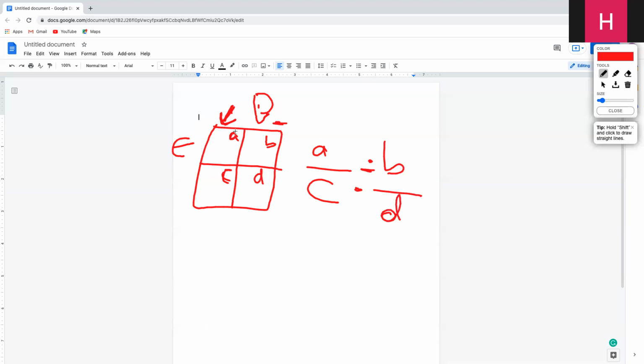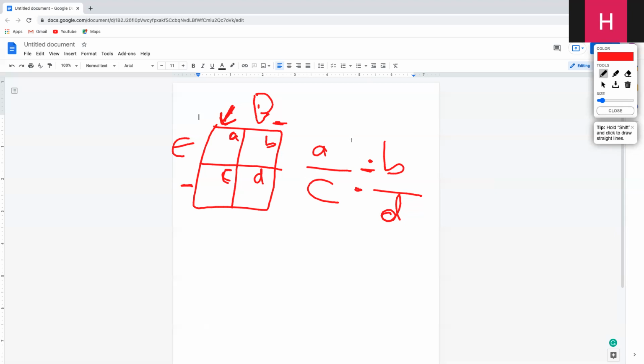So these are the odds. The odds of being exposed, if you do have the disease, will be A divided by C, because C is not exposed. And the odds of being exposed, in those who don't have the disease, will be B divided by D.